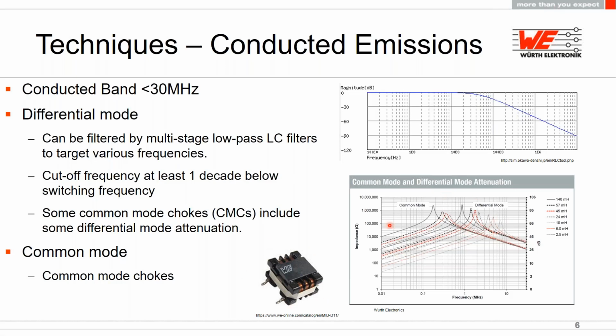Some common mode chokes, like this one pictured below, do include some differential mode attenuation. This is the graph for this part over here, showing the common mode and differential mode attenuation for all the different parts in this series. You can see that most of these have 100,000 ohms or even 1 megaohm of impedance in both common and differential mode. So if you have a problem with both, this might be a good option to consider. And of course, like I had already talked about, there is still some common mode noise that you'll see in the conducted band, and this can be attenuated by using common mode chokes.